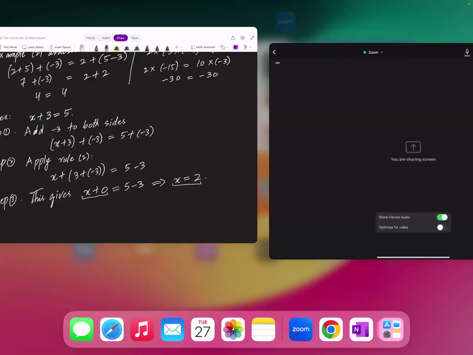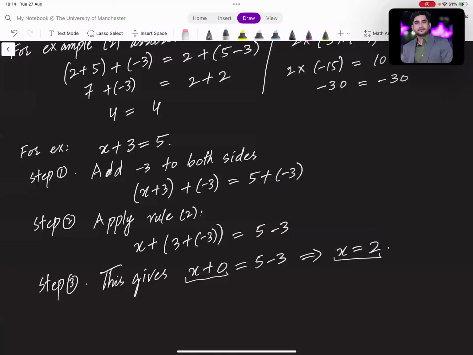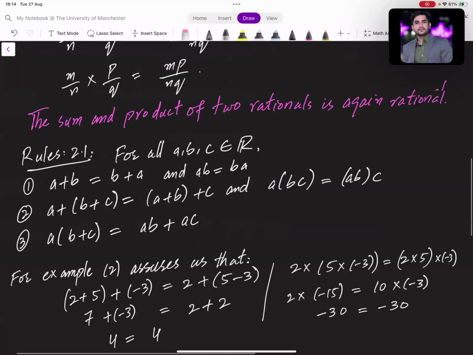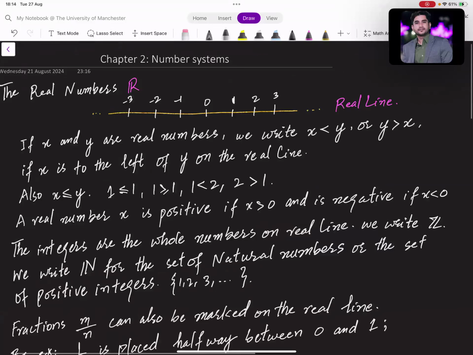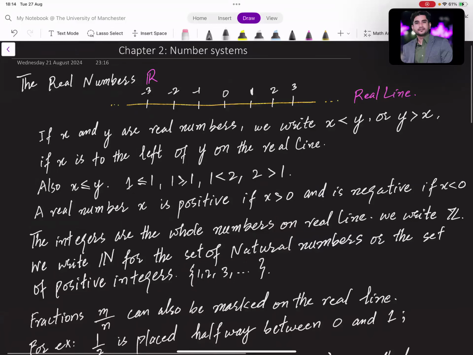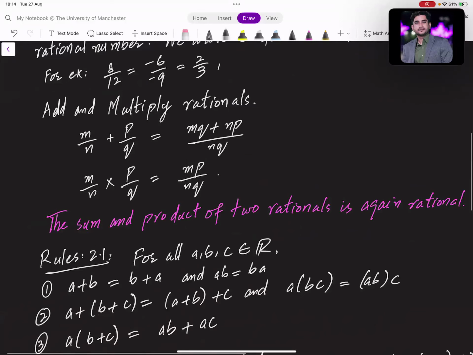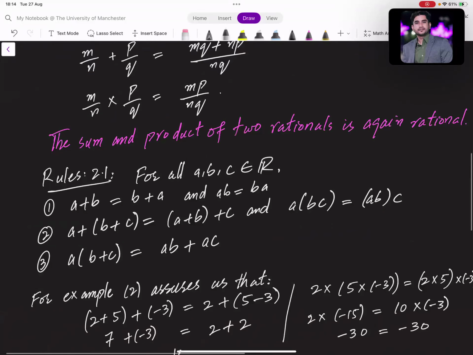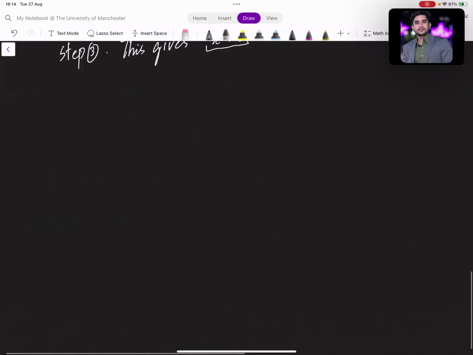Bismillahirrahmanirrahim. So we were talking about chapter 2, number systems. We have defined the number line. We have talked about different numbers, and then we talked about these rules of real numbers. Now we will talk about the topic rationals and irrationals.